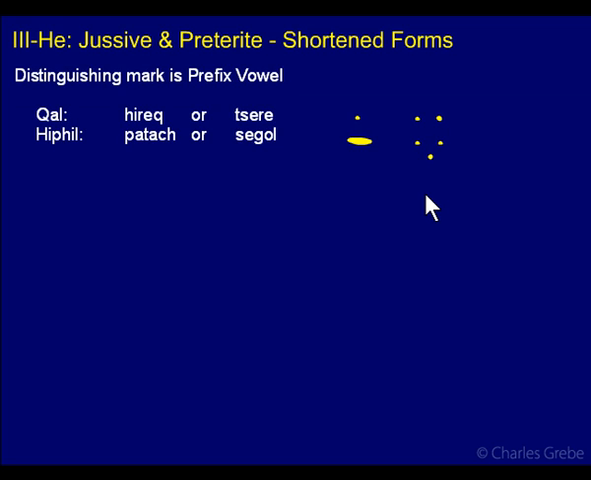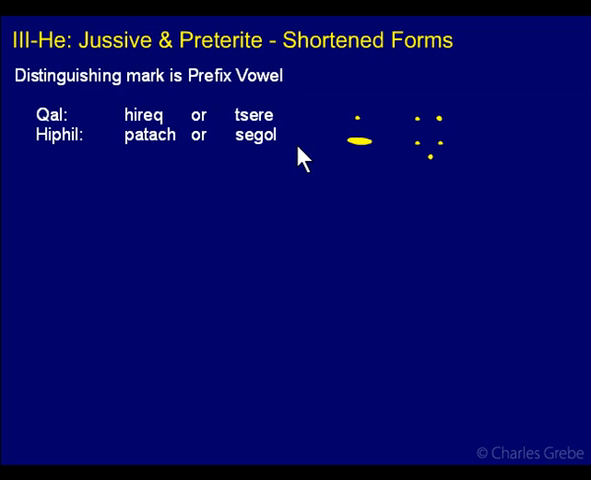So that is what I've done here for this module: I've combined two of Ross's sections. He talks about the jussive and preterite shortened forms for the kal, and there's a page and a half or so on that. Quite a lot of detail. You can look at section 36.2.1 for his discussion of shortened forms in the kal, and then he has section 36.5 where he talks about the shortened forms for the hiphil.